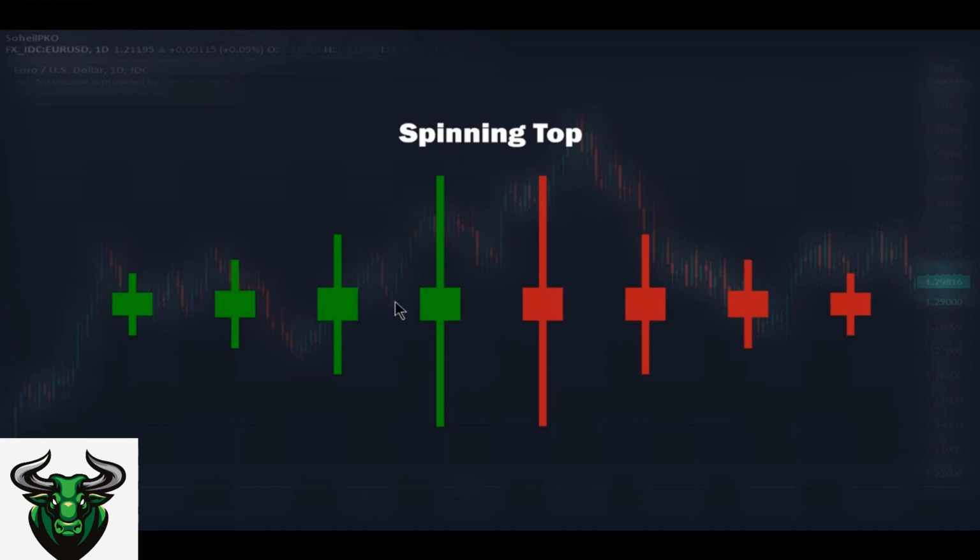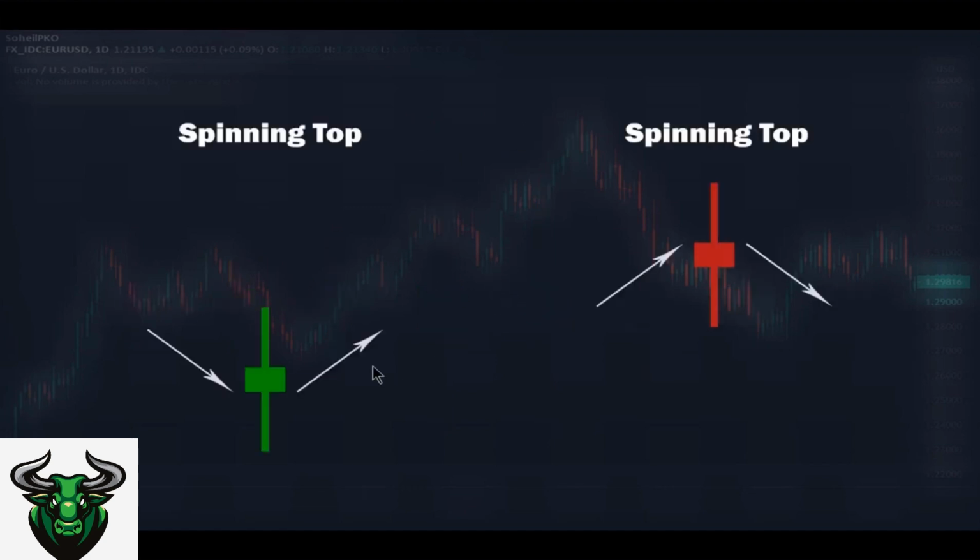Also, the color of the body doesn't matter because we have a small movement from open to close, which is not considerable. A spinning top shows a tug of war, a kind of indecision and a standoff between the forces of buyers and sellers. In the case of long shadows, it shows that both buyers and sellers were active during the session and could drive the price up or down considerably, but none of them could take control of the price, and the result was a standoff. Spinning tops are neutral and they don't mean anything but indecision. The smaller the body and the shorter the shadows, the greater the amount of indecision.